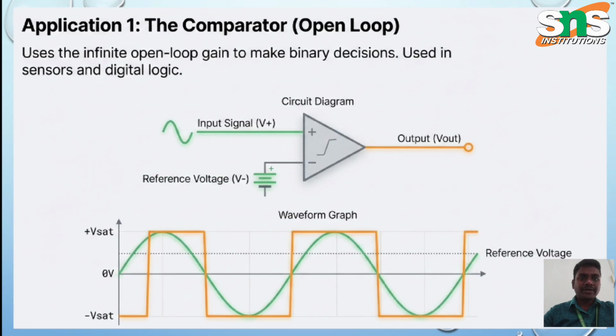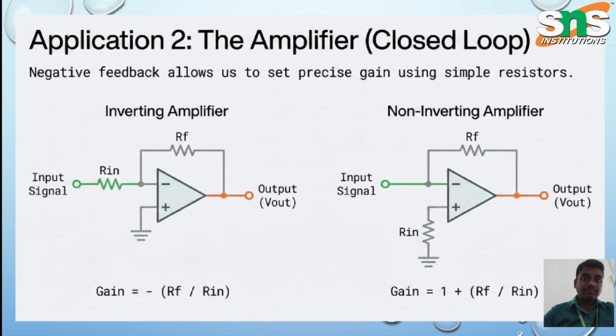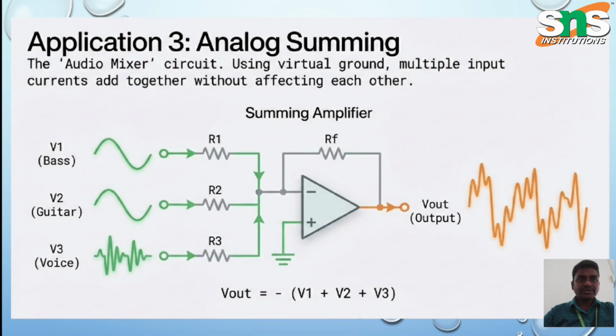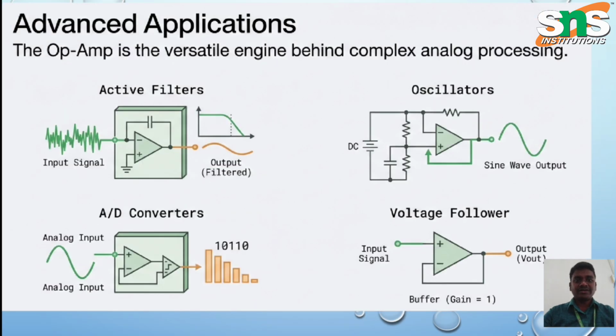These are some applications. We can utilize the op-amp as a comparator, which is the open loop circuit. The second application is the amplifier; there are two types, inverting amplifier and non-inverting amplifier. We will discuss inverting and non-inverting in detail in forthcoming videos. The third application is analog summing, and we also use the operational amplifier as a summing and difference amplifier. Then advanced applications like active filters, oscillators, ADCs (analog to digital converters), and voltage followers. These are some of the major advanced applications of the operational amplifier.